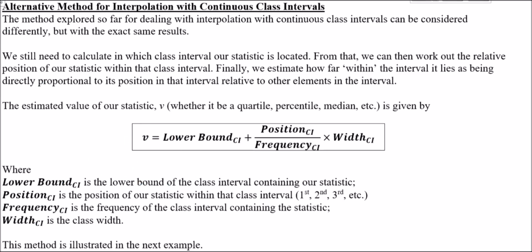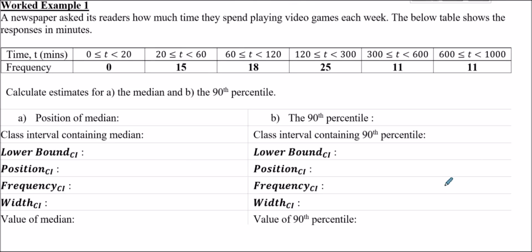It looks a bit intimidating, but I can promise you this method is quite simple, and I'll illustrate it now in the next example. So worked example 1, I'll show you 2. The first one, we've got a newspaper which has asked its readers how much time they spend playing video games each week. The table below shows the responses in minutes. Calculate estimates for A, the median, and B, the 90th percentile. What we're going to do first of all is a cumulative frequency along the top for the times, and then a literal cumulative frequency on the bottom for the frequencies.